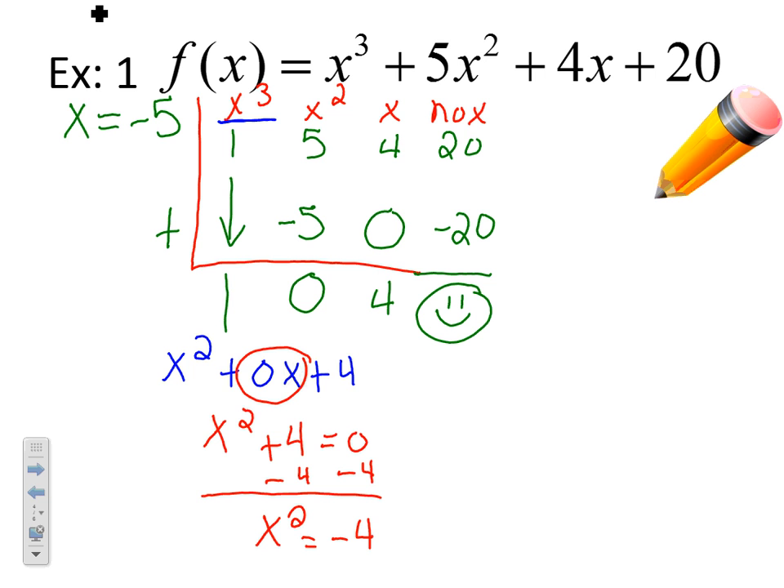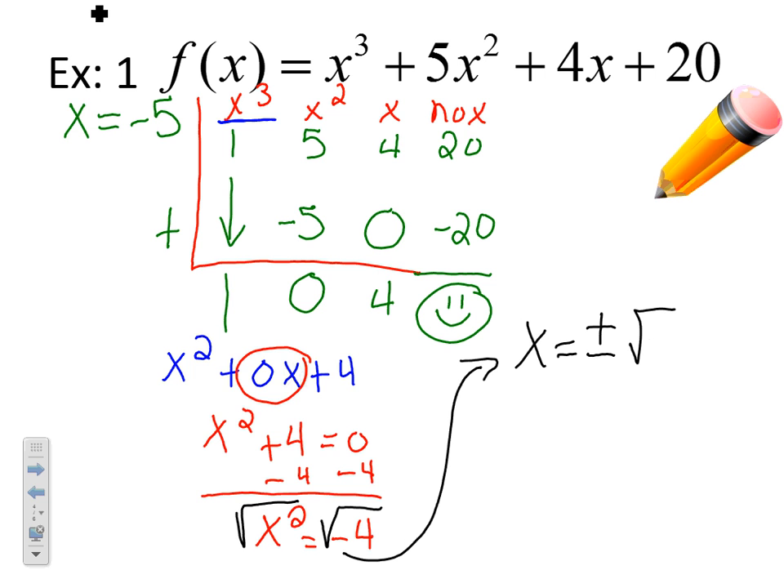Now, get rid of the square. I'm going to take the square root. But, ladies and gentlemen, when we take the square root, x is going to equal plus or minus. We can't take square roots of negative numbers. So we have to take that negative 1 out and separate it from our 4. We know the square root of negative 1 is i. It's imaginary. So x equals plus or minus i, and the square root of 4 is just 2.